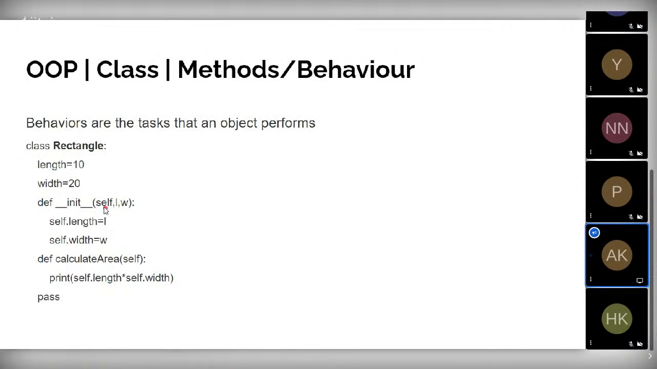Now you can ask me, sir, these l and w are used to assign the values to length and width, but what is the use of self? So self is to determine that this function is the behavior or method of the class. It basically differentiates between a simple function and a method of a class. Is this clear to you?